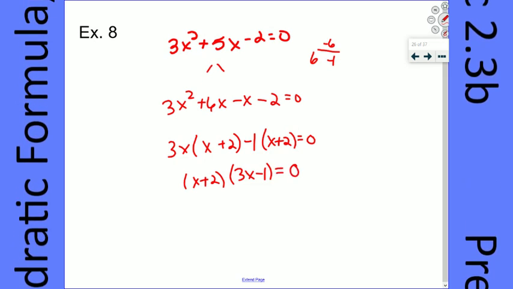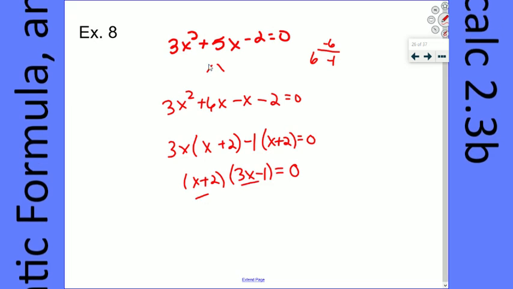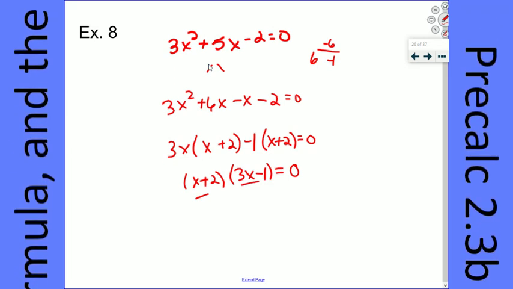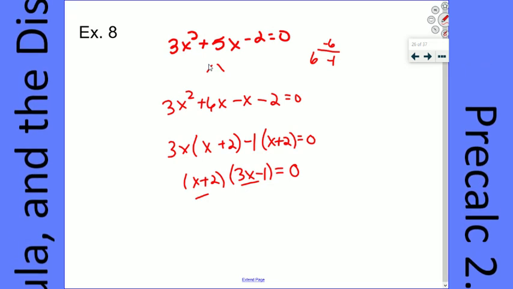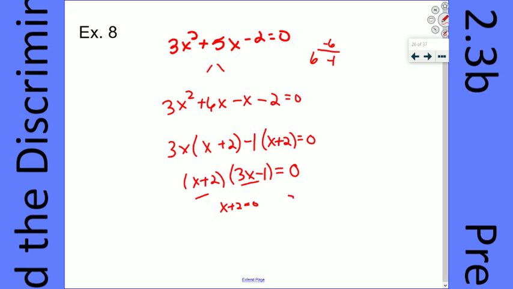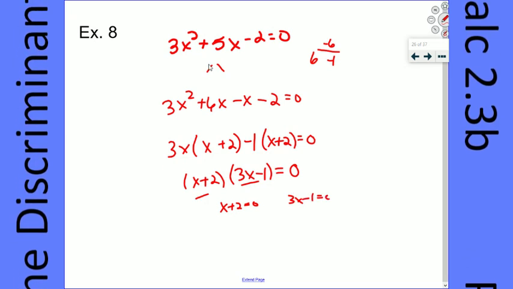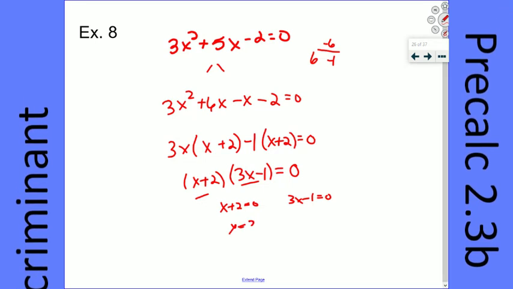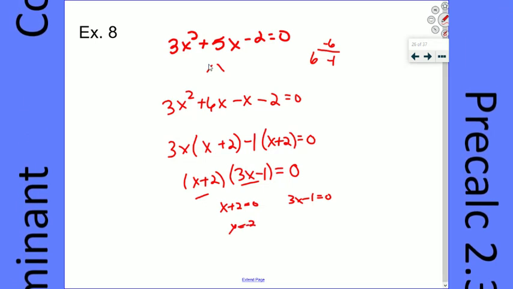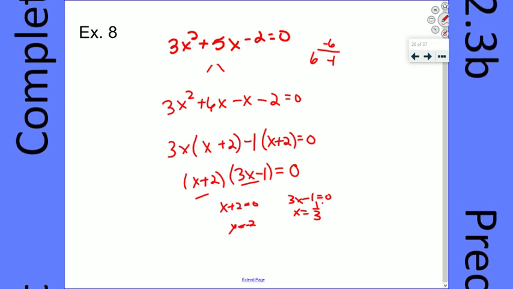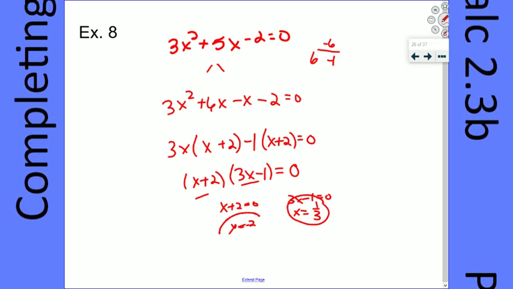Equals 0. We have something times something else equals 0. Therefore, one of those two things has to be 0. We don't know which one because they both have variables, so we have to check to see what would make either of them 0. X plus 2 equals 0, or 3x minus 1 equals 0. Solve for x, we get x equals negative 2, or x equals 1/3. Okay? So those are our two solutions for this particular guy.